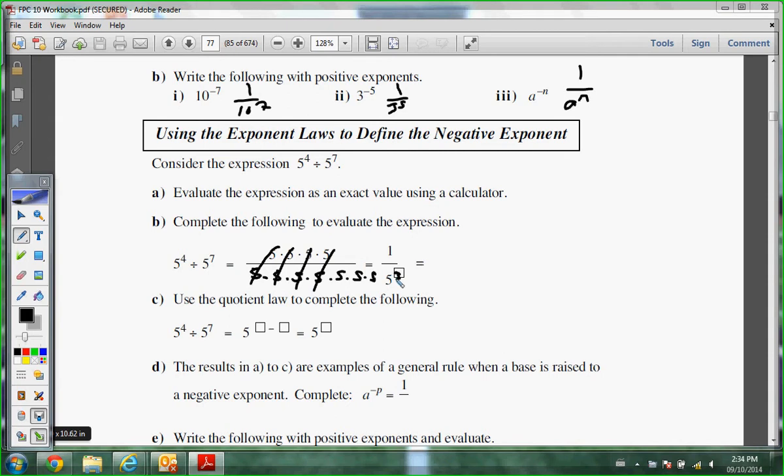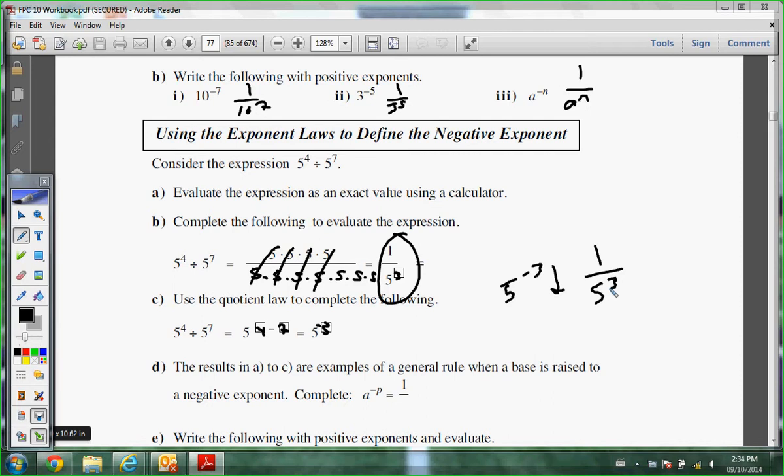But using our exponent laws, what's our exponent law? 4 minus 7, which is negative 3. So if it's a negative 3, where does it go? Bottom. 5 to the negative 3 is the answer: 1 over 5 cubed. 4 minus 7 gives me a 5 to the negative 3, which means it's a push down. It's 1 over 5 cubed.